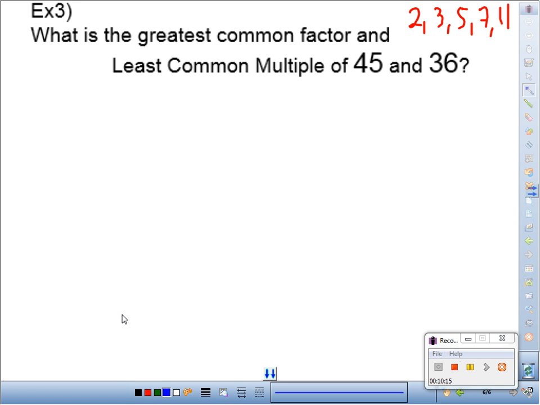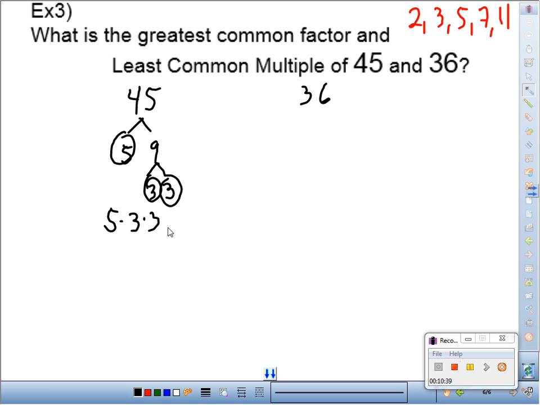From there, I write 45 and 36. So which of these primes divides into 45? 5. That's 5 times 9. Circle your 5. The 9 becomes 3 times 3. So my factors are 5 times 3 times 3. Are we there so far?